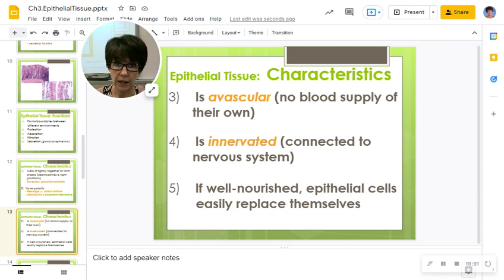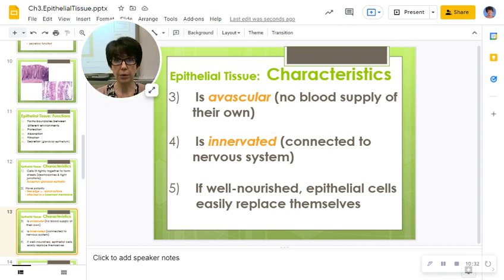However, it is innervated, and that means that it is connected by nerves to the nervous system. So your skin can have nerve endings in the epithelial layer, in the epidermis, but it won't have blood vessels flowing in that. That's why those upper layers of skin, you don't necessarily bleed when you pull some of those layers off. I know that sounds gross, but it's true. And that's because it's avascular.